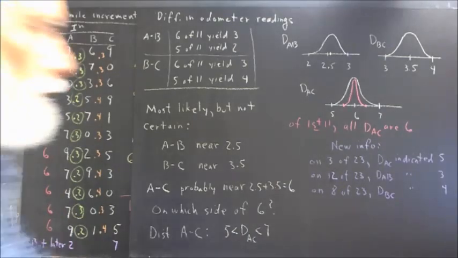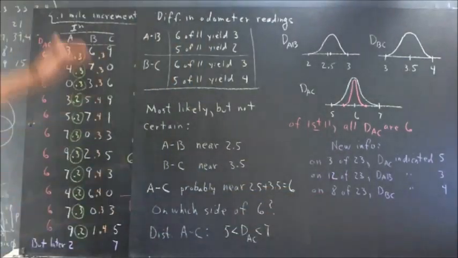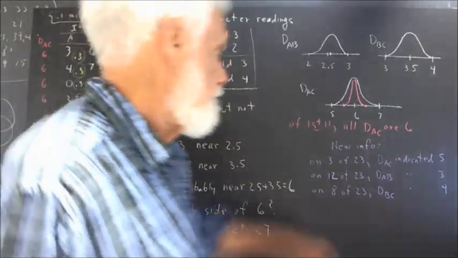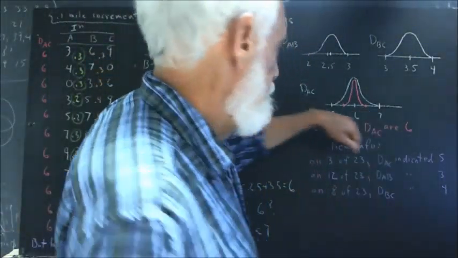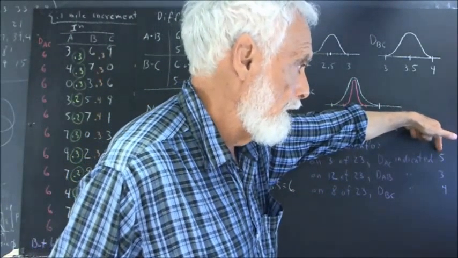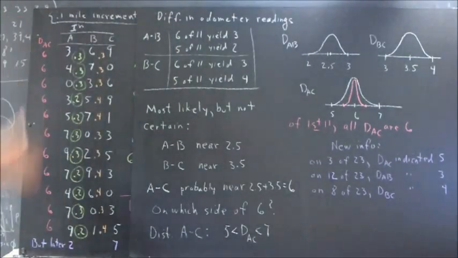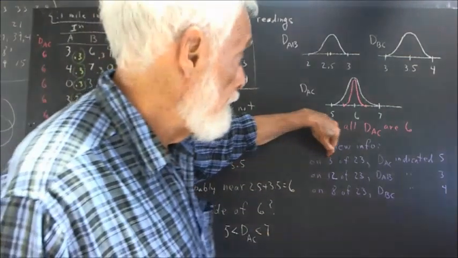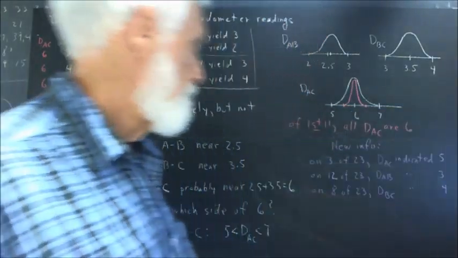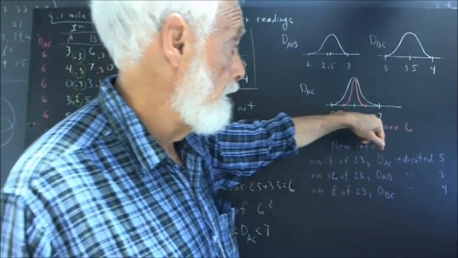Okay, summarizing the new information we get, if we look at all the rest of the information on the table, we see that the distance from A to C actually was indicated as 5 rather than 6. The first 11 were all 6s, but later on we got 3 5s. Okay, so 3 times out of 23, distance from A to C indicated 5.